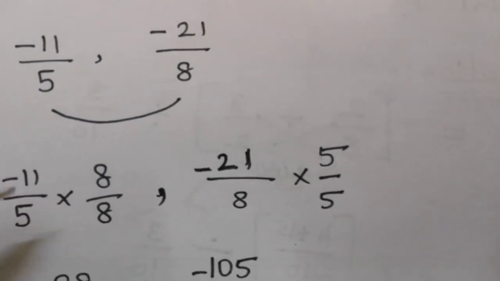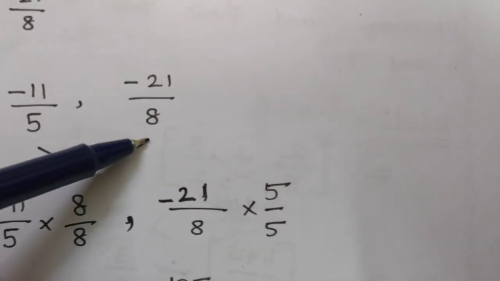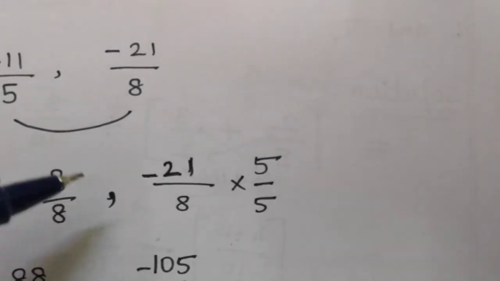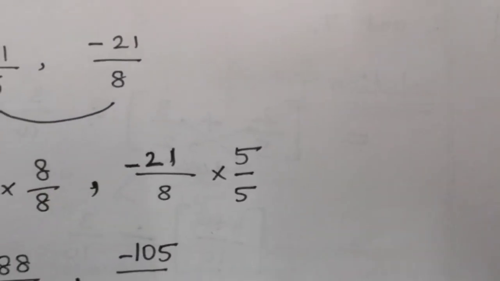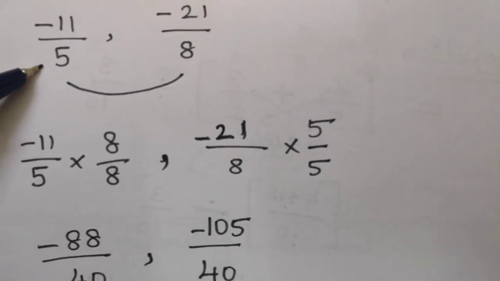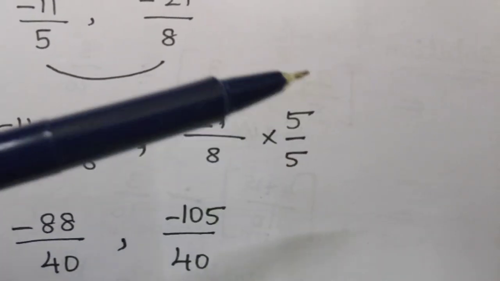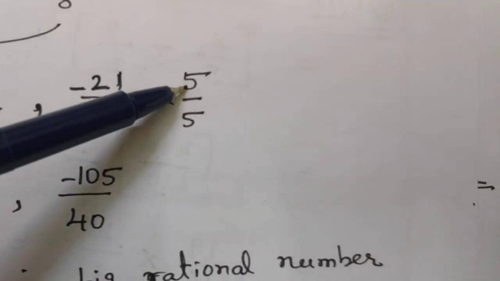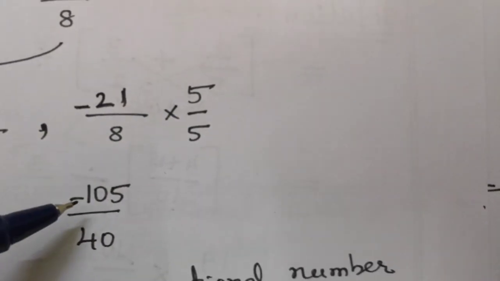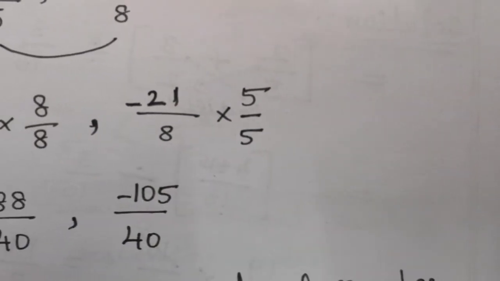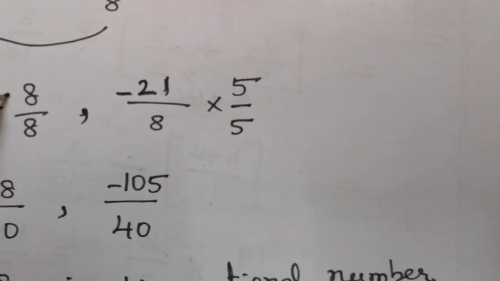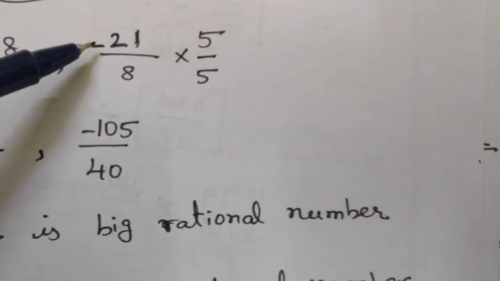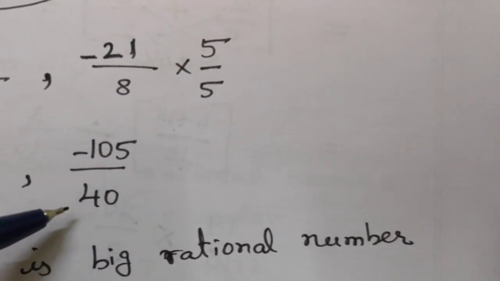For 11 by 5, look at the denominator of the next fraction, which is 8. You want to multiply by 8 by 8. Next, minus 21 by 8. The denominator of the first fraction is 5, so you multiply by 5 by 5. 11 8s are 88, 5 8s are 40. 21 into 5: 1 5 is 5, 2 5s are 10, so 105 by 40. Here the symbol is minus, and plus into minus is minus: minus 88 by 40. Here minus into plus is minus: minus 105 by 40.